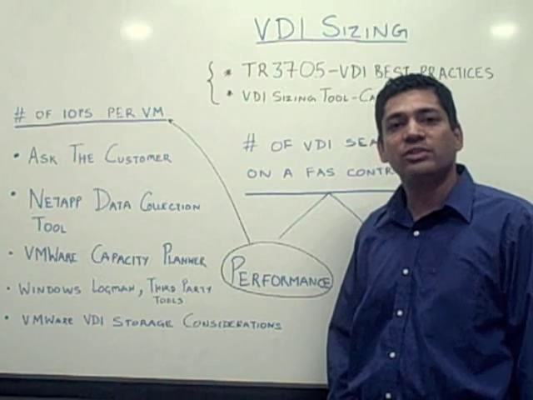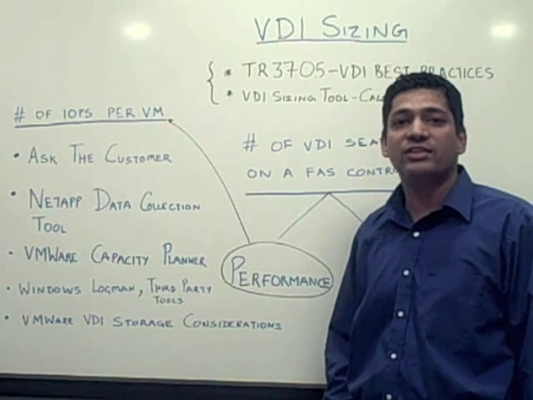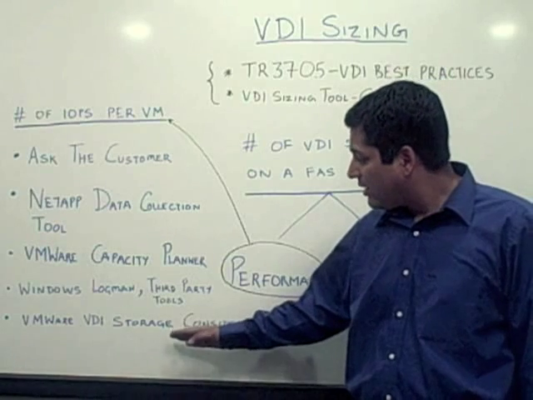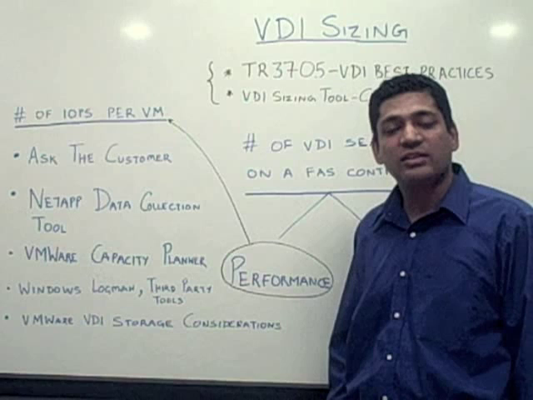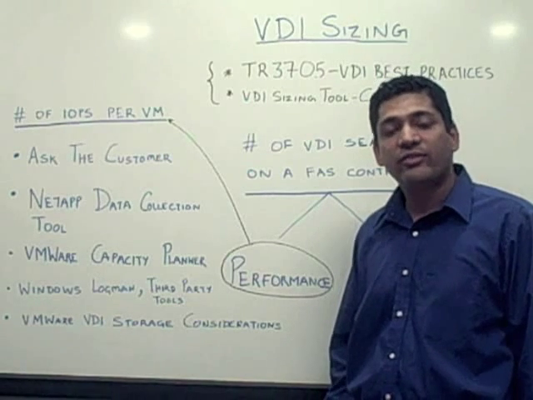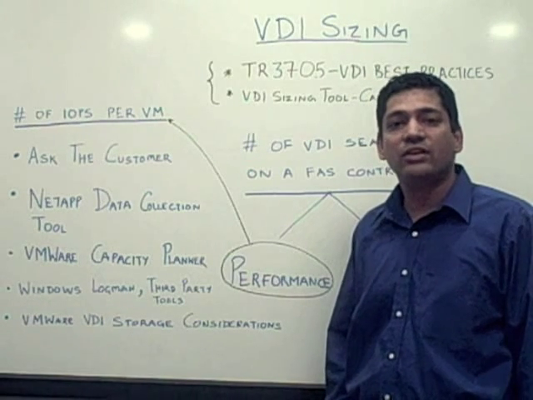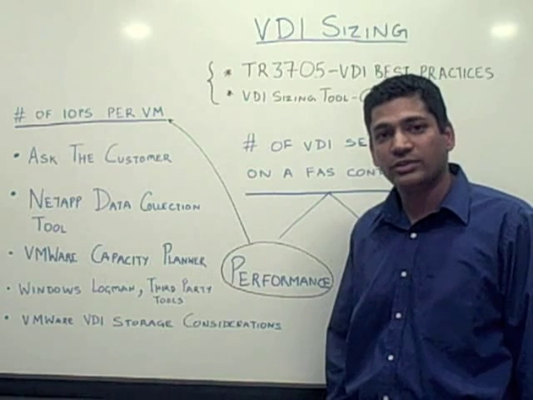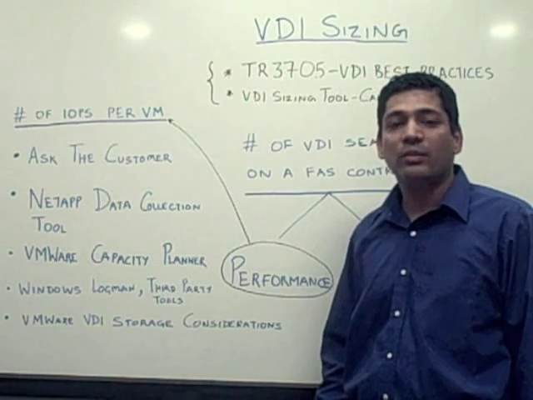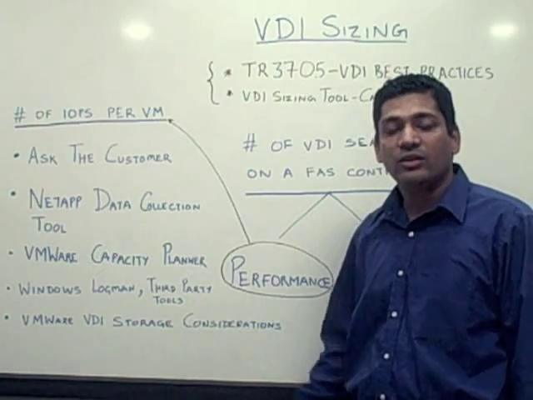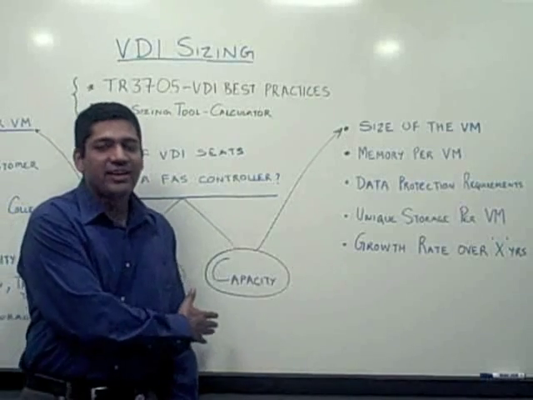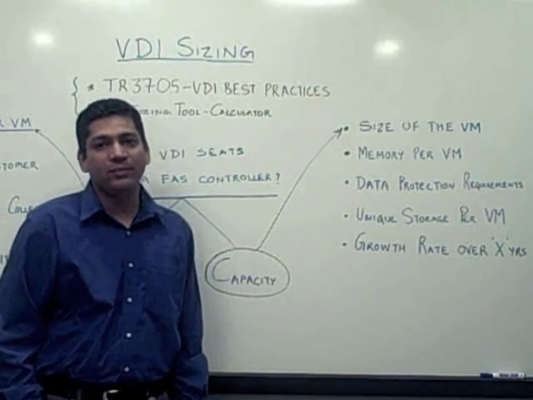If running these tools is not possible and there is also a time constraint, then there is an excellent white paper from VMware that has some generic guidance on the different IOPS that should be considered for different types of workloads. If the customer agrees, the numbers in this white paper can be used as the basis for doing the performance-based sizing.